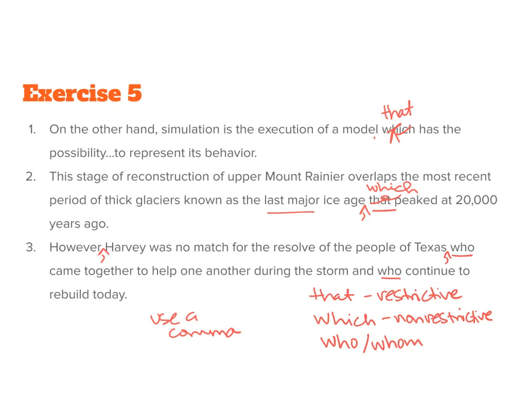And you might be tempted to then switch. So you add your comma, but you might be tempted to switch "who" to "which." But remember, we're talking about people, so the pronoun needs to be "who." So: no match for the resolve of the people of Texas, comma, who came together to help one another during the storm and who continue to rebuild today. And so those two things, you would add a comma here because you're joining two things together there. Those are both "who," and you just include the commas to indicate whether or not it's restrictive or non-restrictive.